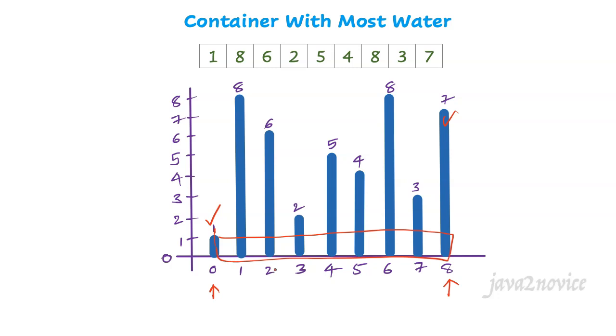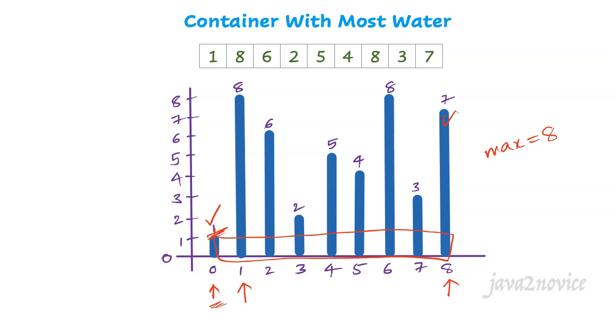Let's calculate the area. The smallest line is 1. The width is 8 minus 0 equal to 8. So 1 multiplied by 8 is 8. We'll track this area aside. Max equal to 8. Let's change the pointer position before moving to the next iteration. In order to improve the max area, we will progress the pointer at the shortest height. 1 is the shortest right now. Increment this pointer position by 1. It will be here after the change.